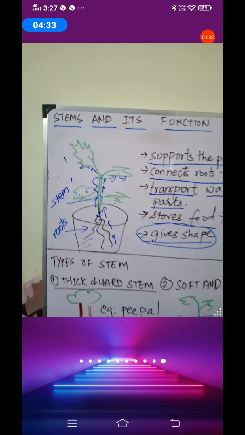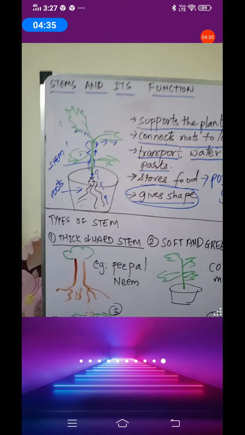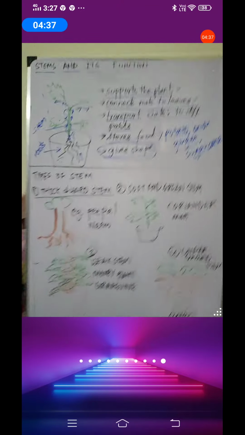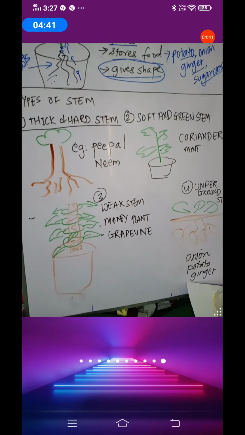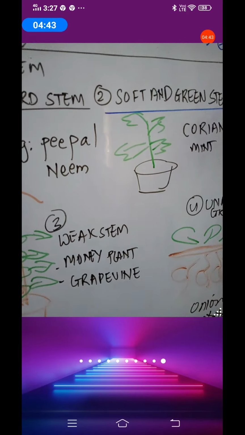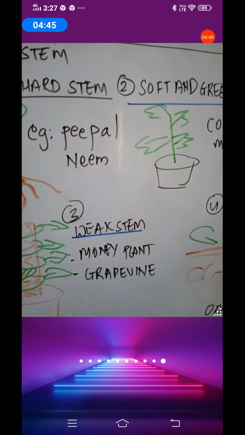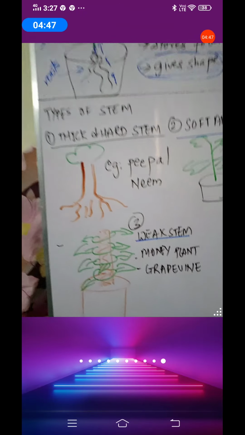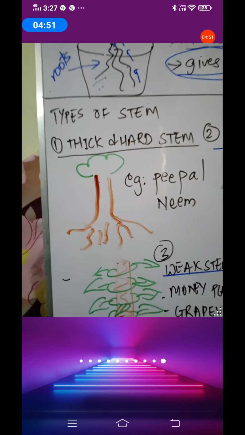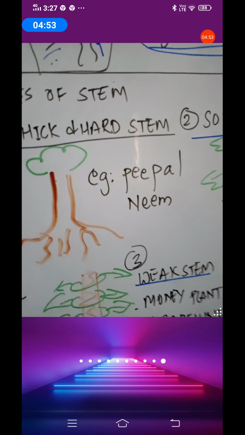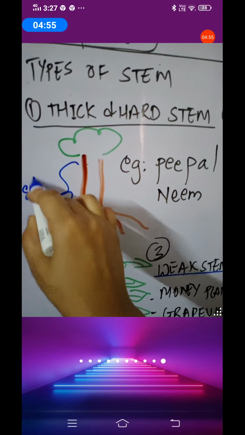So how is stem giving shape? Let's see. My dear students, there are different types of stems. There are 4 different types of stems that you will be studying. Because of this, the shape of the plant is also different. See now, this portion is the stem.